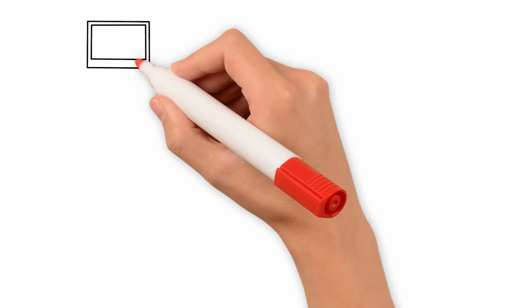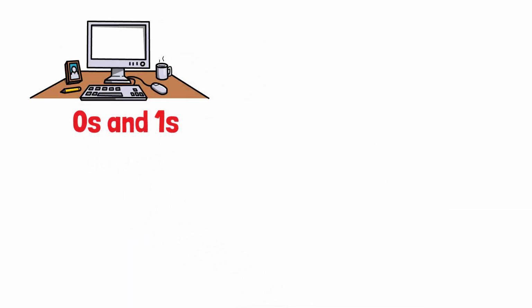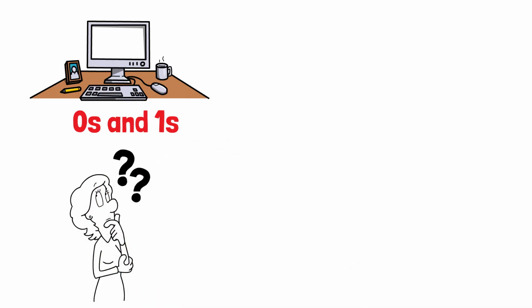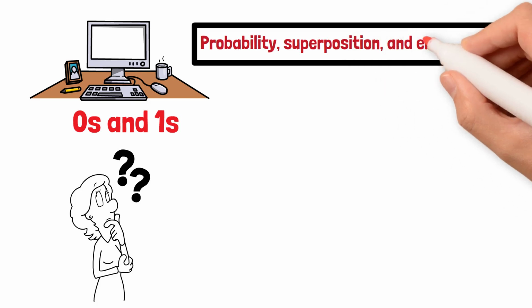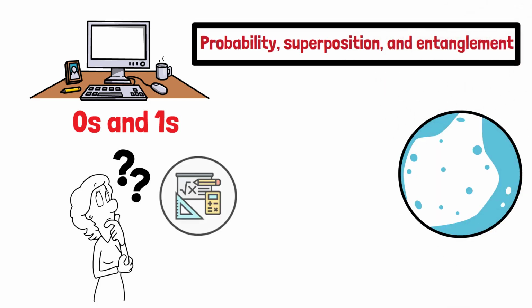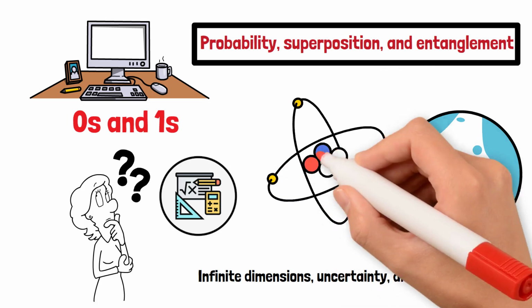Think about classical computers. They use bits, zeros and ones, to process information. But in the quantum world, we move beyond certainty into probability, superposition, and entanglement. To describe this strange universe, we need new mathematics. Mathematics that can handle infinite dimensions, uncertainty, and operators that behave in non-intuitive ways. This is where quantum mathematics comes in.